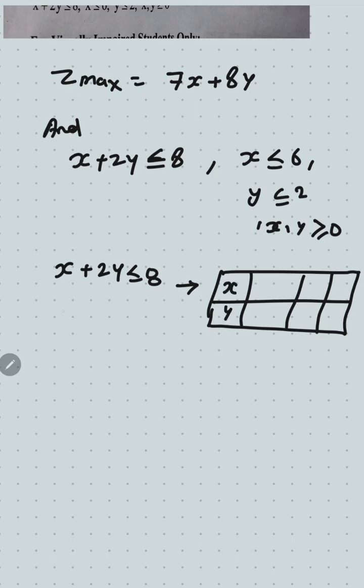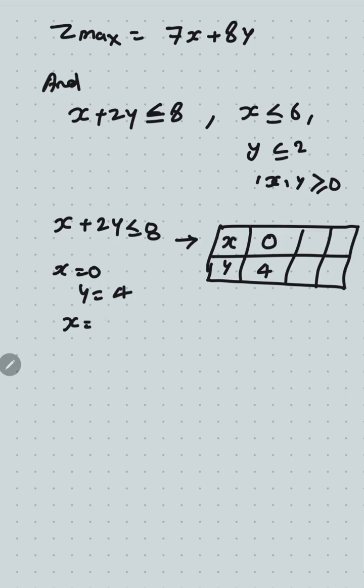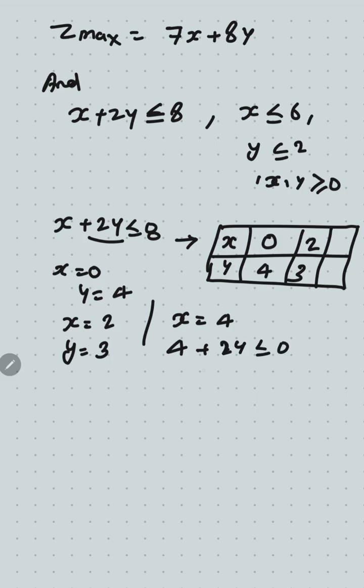X and y. Suppose that I put the value of x equal to 0, then y will be 4, and x will be 2, then y will be 3, and x will be 4, then y will be 2. These are the given values of this.